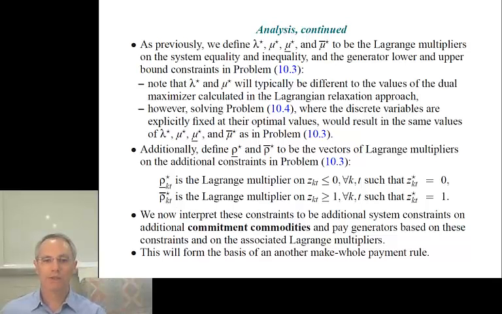So we're now going to interpret these constraints to be additional system constraints. They're really applying to each generator, but for a moment I want to interpret them as additional system constraints on additional commitment commodities. So these zk's I now will interpret to be commitment commodity constraints, and we'll pay generators based on these constraints and on the associated Lagrange multipliers. This is stretching my earlier definitions and assumptions, and the reason for this is because it will form the basis of another make-whole payment rule.